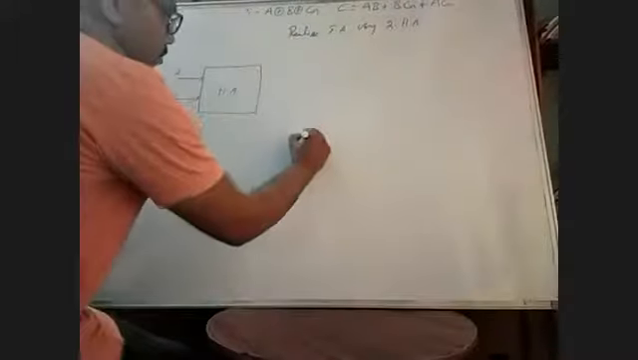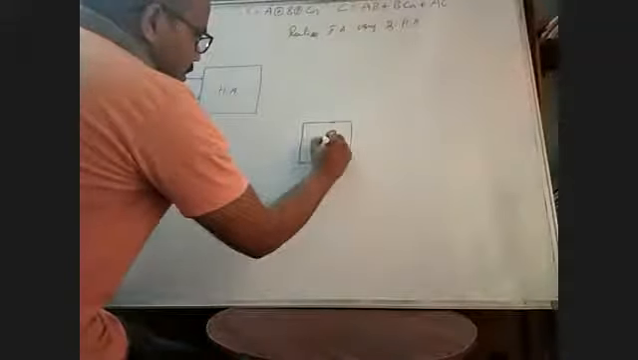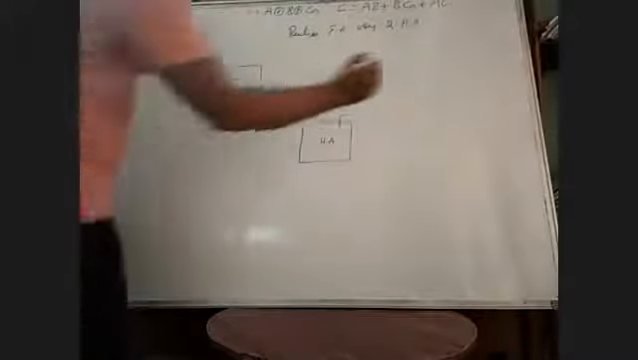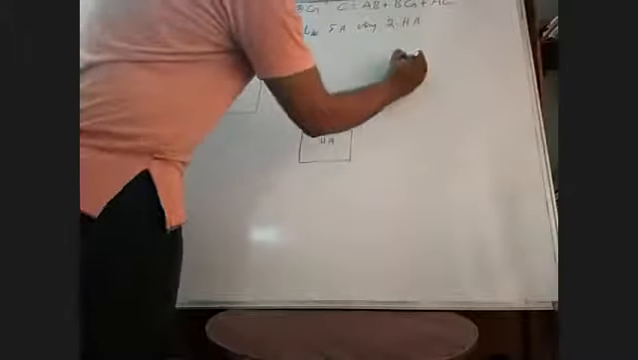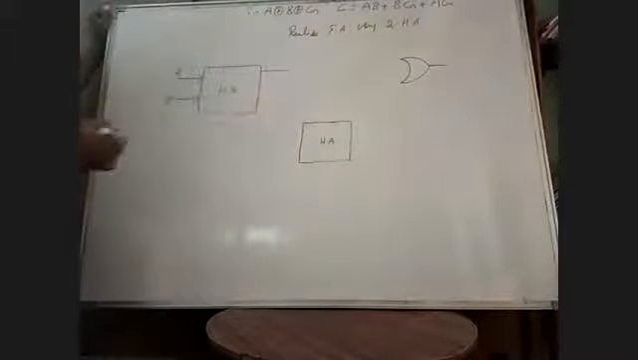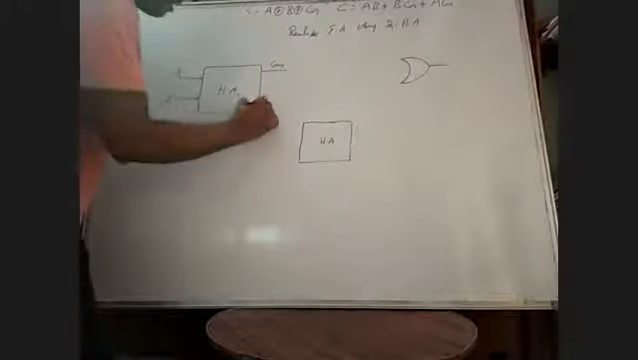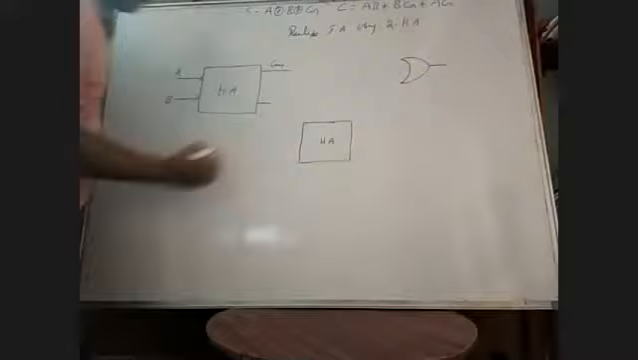I am taking the second half adder. It is also a half adder. And I am taking one OR gate. Now, in the first half adder, there will be some carry in every half adder. This is the carry of the first half adder, and this is the sum of the first half adder.